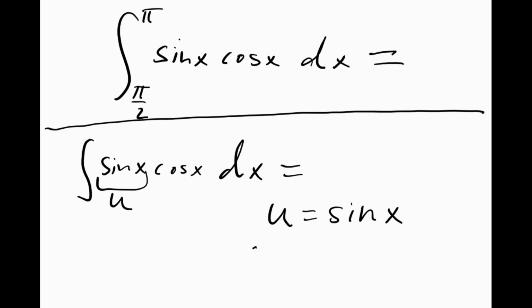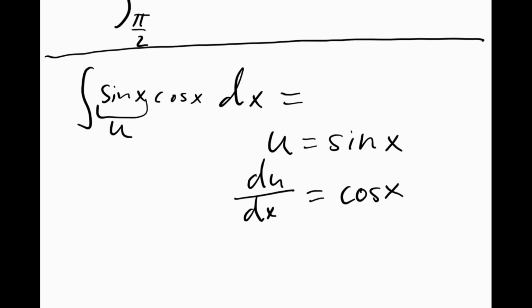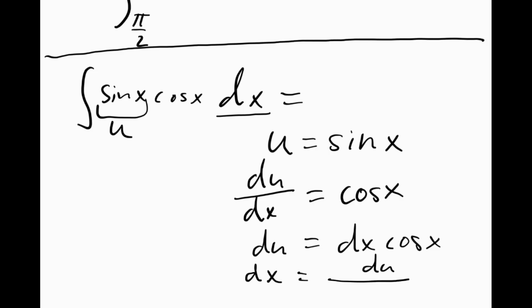And then I can do the following. I can take a derivative of u, which is du over dx, and that is cosine x. And if I have dx here, I want to know what it is in terms of du and cosine x. So from this equation, I can multiply both sides by dx and then divide by cosine x. So dx would equal du over cosine x.